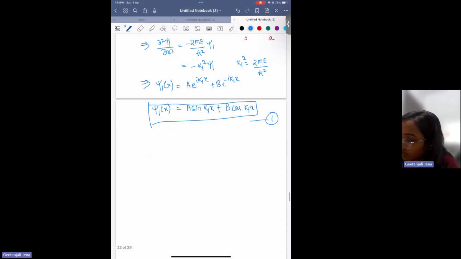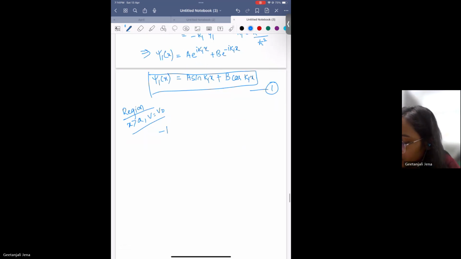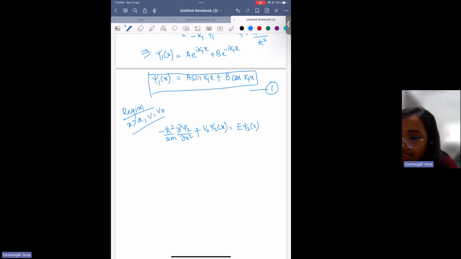So this is region 1. For region 2, we have x greater than a and V is V0. So for region 2, the Schrodinger equation is minus h-bar squared by 2m d squared psi 2 by dx squared plus V0 psi 2(x) equal to E psi 2(x). And E is less than V0.